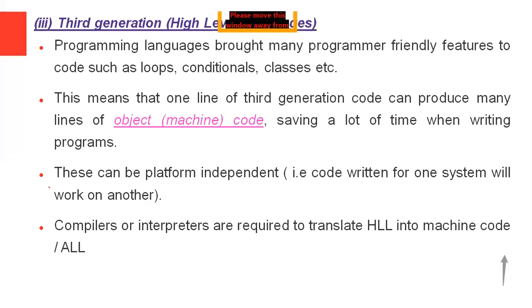The programming languages brought many programmer friendly features. That means English language, so we can write programs in English language. Those are the programmer friendly features to code such as loops, conditionals, classes. Classes means we use C++, and loops and conditionals we use in C. Second one, this means that one line of third generation code can produce many lines of object code.